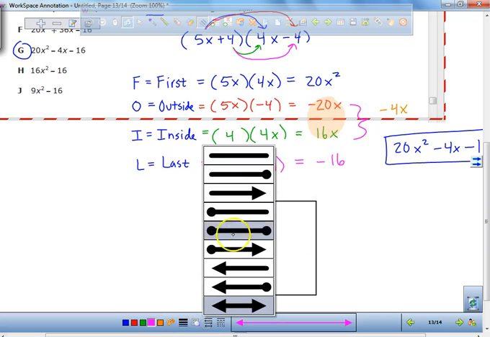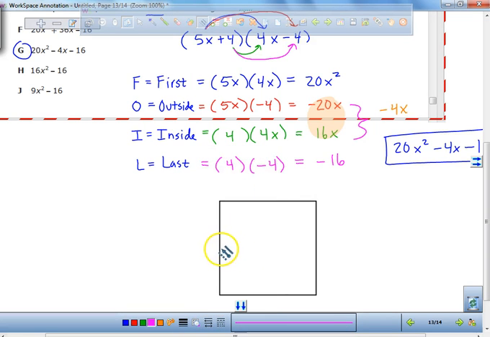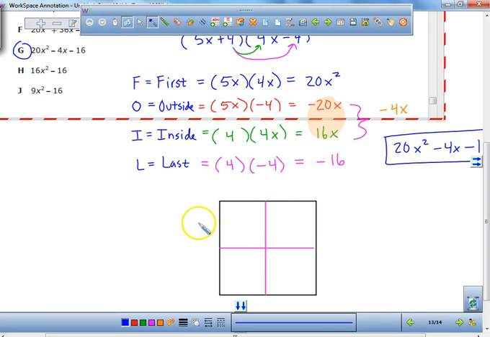And what we're going to do is separate the square into 4 pieces. So just try to do your best to take that square and separate it into 4 pieces. What I want you to do here is put a 5x and a positive 4. And I want you to put a 4x and a minus 4. Just like that.